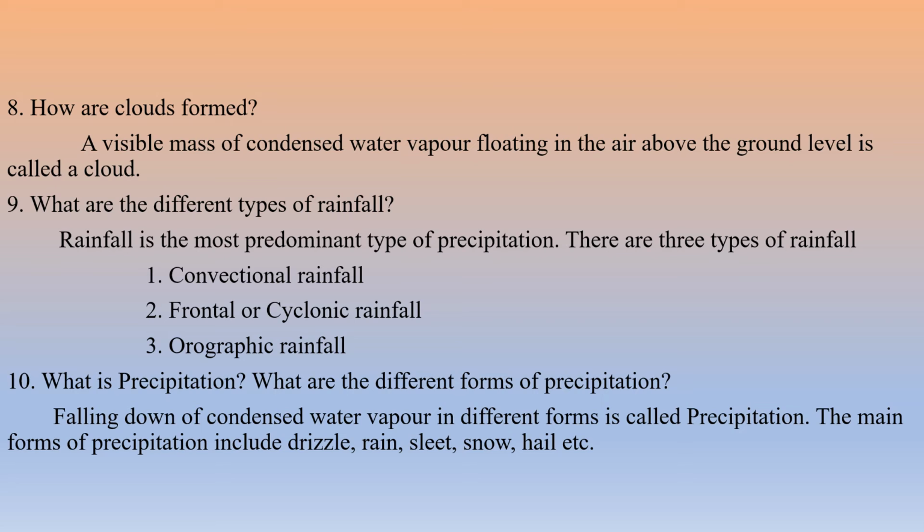Frontal or cyclonic rainfall, you know very well. Due to low pressure and high pressure, cyclones are formed and they give heavy rain. And orographic rainfall is like a mountain barrier. Orographic means the mountain which prevents the clouds from moving to the other side. So on the windward side it gives heavy rain, and on the opposite side it does not give heavy rain, just very little rainfall. That is called orographic rainfall.